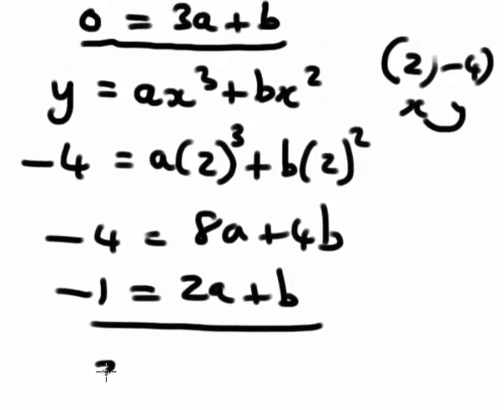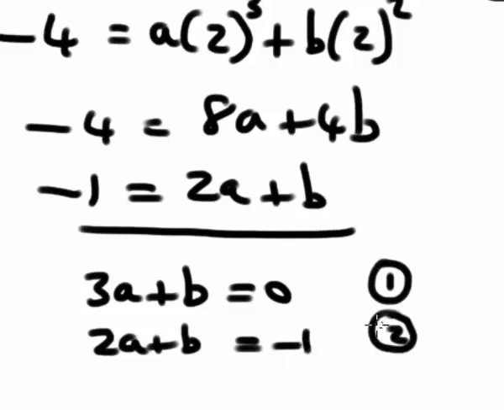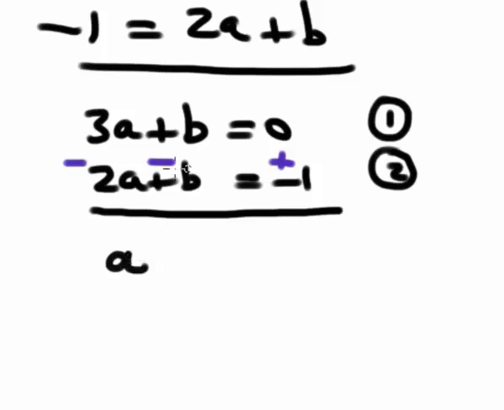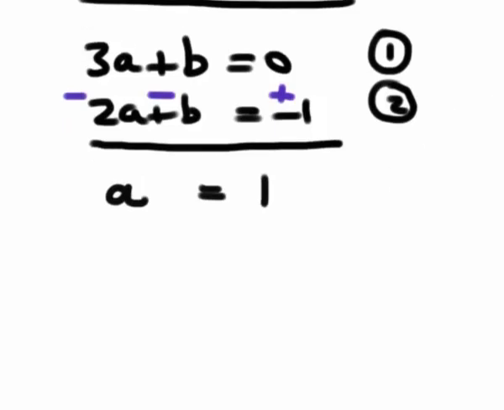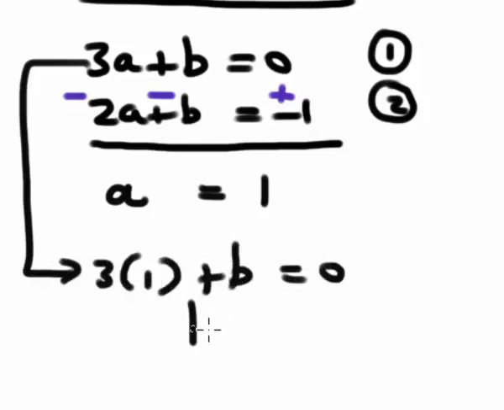Let's have a look. We've got 3a plus b is equal to 0, which we can call equation 1. And then we've got 2a plus b is equal to negative 1, which we can call equation 2. Now if I subtract these, in other words I change the signs because I'm subtracting, then you get 3a minus 2a is a, b minus b vanishes, and 0 plus 1 is 1. So a is equal to 1. Now pick any equation you like. Let's use 3a plus b is equal to 0, so b is equal to negative 3. There we go.